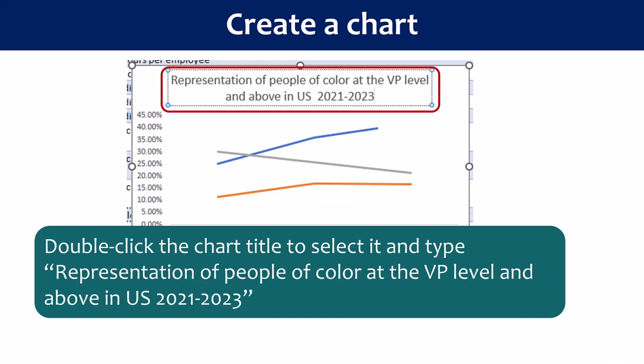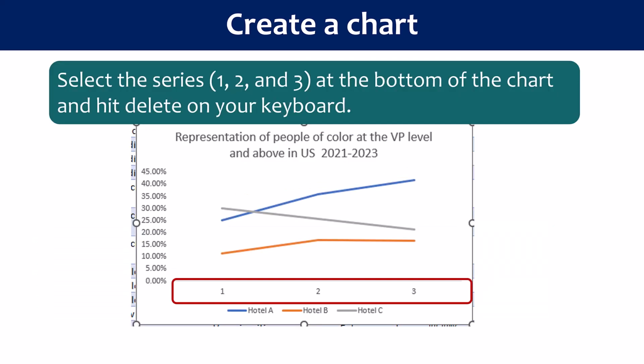Double-click the chart title to select it and type Representation of People of Color at the VP level and above in US 2021 to 2023. Next, select the series 1, 2, and 3 at the bottom of the chart and hit delete on your keyboard because we do not need that legend.